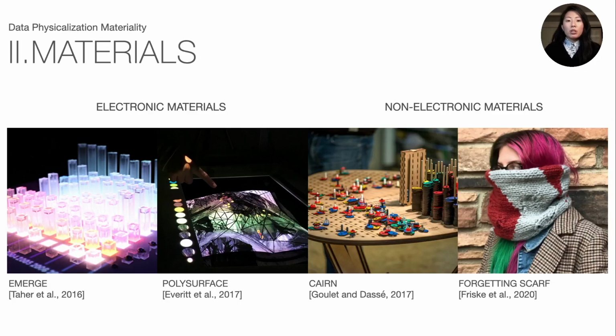The embodiment of a physicalization also revealed its use of materials, which is the second dimension of a physicalization's materiality, and how researchers leverage materials with respect to data. Physicalizations using electronic components such as Emerge and Polysurface generally supported multiple datasets for new lines of inquiry and analysis through their computational capabilities. In contrast, physicalizations made from non-electronic materials such as Huron and the Forgetting Scarf typically targeted a single data set and focused more so on reflection of the data set during the hand-making process.